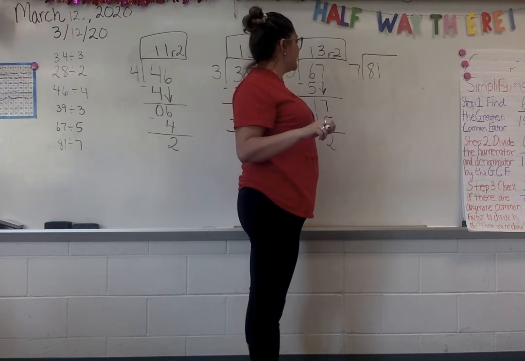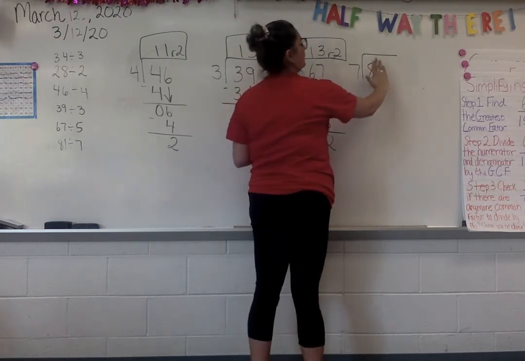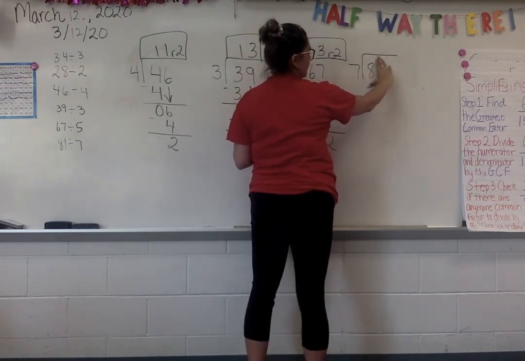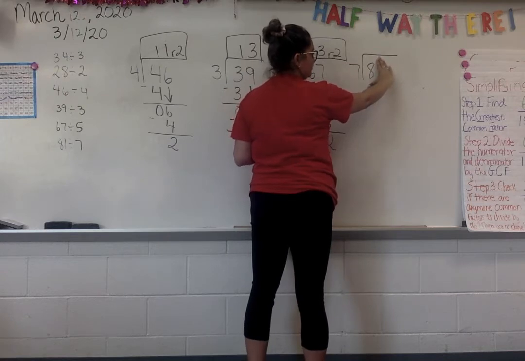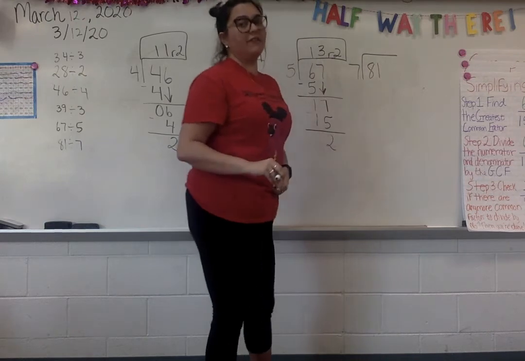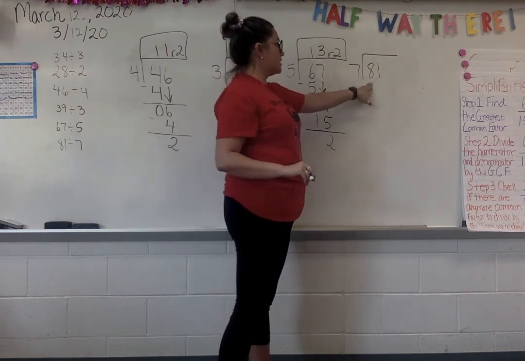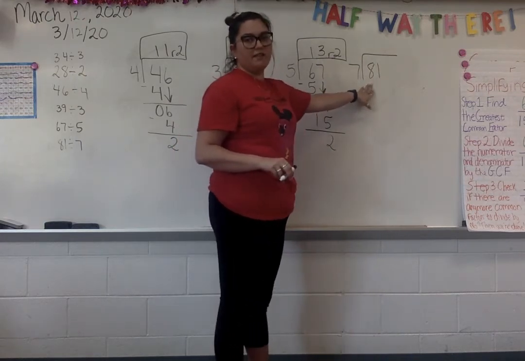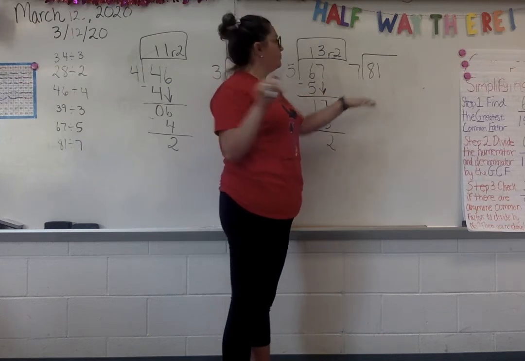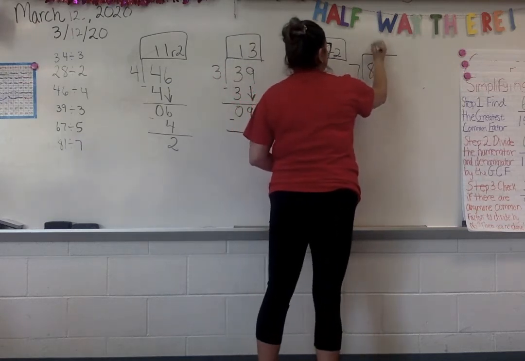81 divided by 7. So we're going to look. Is there anything we can multiply times 7 to give us 8? No. What about close to 8? Yeah, 7, right? So 7 is our closest number. So what times 7 will give us 7? 1. So we're going to put that 1 up top.